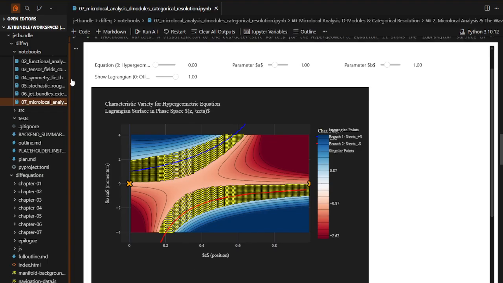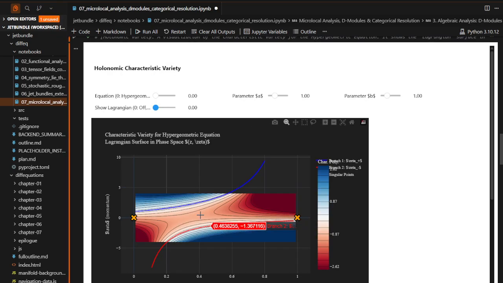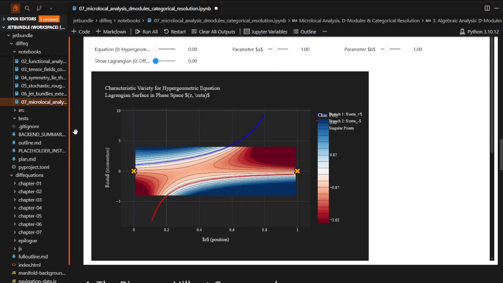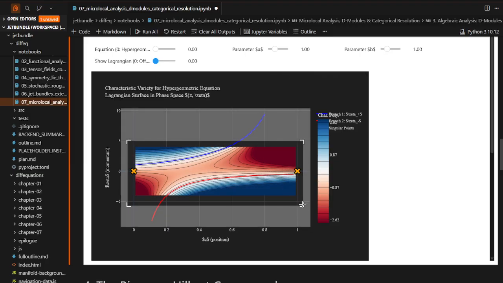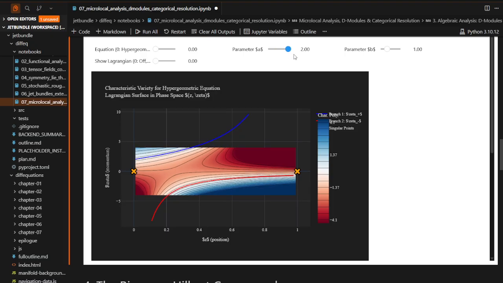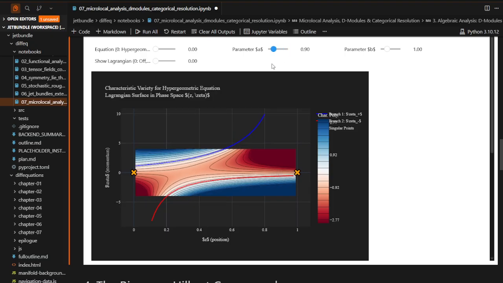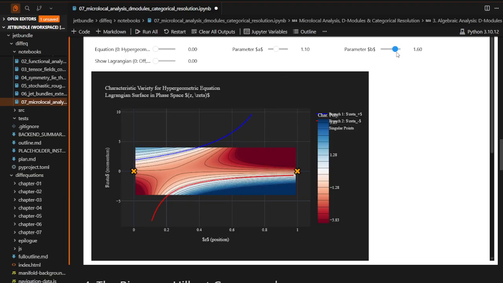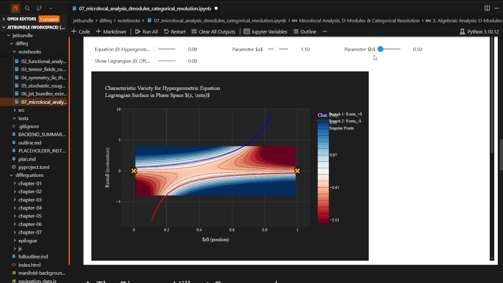Okay, so let's look at this. This is a hypergeometric function, and this is the characteristic variety. I'm going to turn off the Lagrangian just so you can see. And this looks kind of messy, sorry. This is a hypergeometric, and we can adjust these parameters as well. And again, these curves being traced here are from the characteristic variety of the hypergeometric equation. As you can see, it's quite simple actually to just solve them.